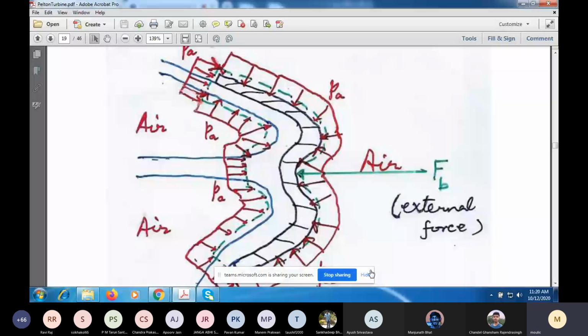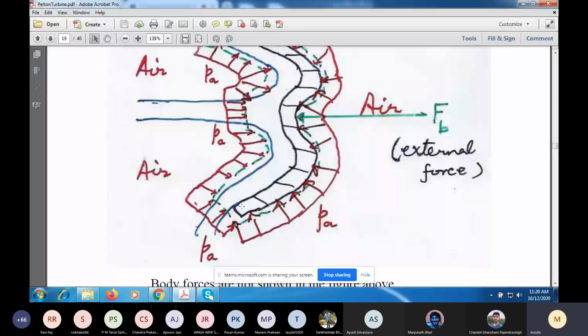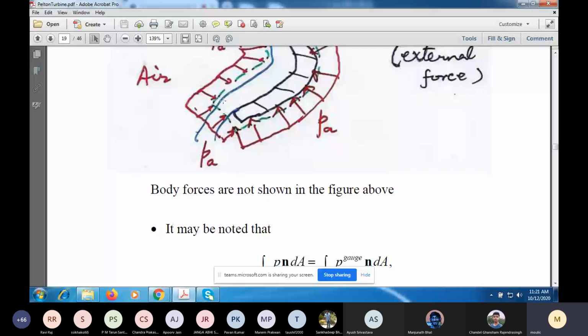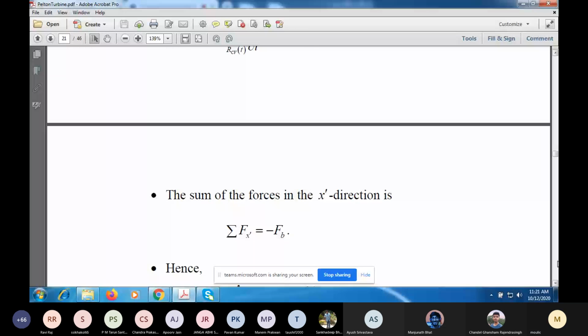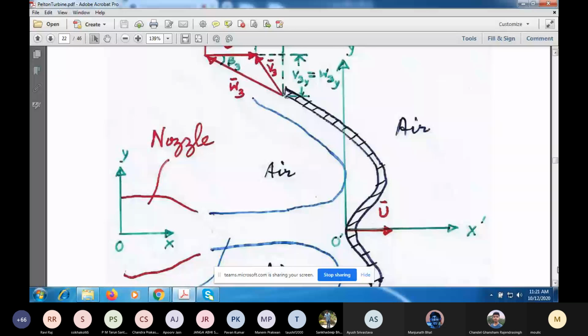But I told you why we have done it, because then the net force due to pressure becomes zero, with the assumption that the pressure in the liquid at section 2, at section 1 and section 3 is atmospheric pressure. The justification for that is that the jet is surrounded by air on all sides, and the streamlines at these sections are almost straight lines with negligible curvature. So the centrifugal effect can be neglected. Okay. Now today what I'll do is I'll do it in another way.